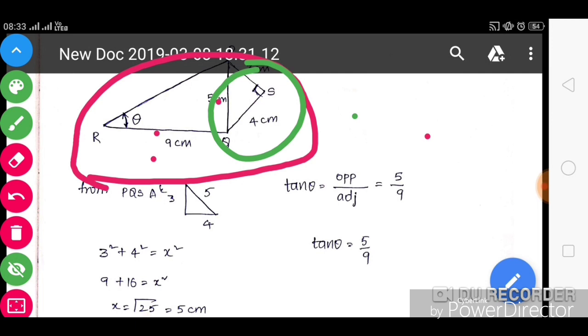If you see this PQS triangle, the sides are 3, 4. So it is a right angle triangle. For a right angle triangle, the hypotenuse will be the square root of opposite square plus adjacent square. 3 square plus 4 square will be 5 square, so this side will be 5. This is 9. And if you want to find tan theta, it is opposite by adjacent. So 5 by 9.